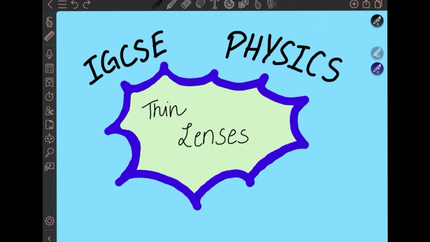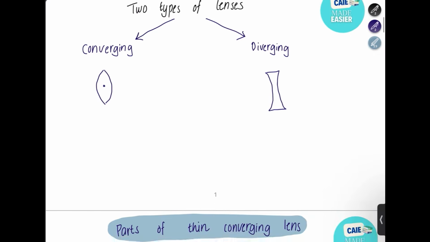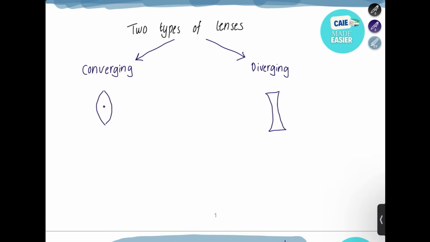So in this video we're going to study thin lenses, which is an important part of IGCSE Physics. Let's start. As you may know, we have two types of lenses. We have a converging lens and we have a diverging lens. Remember, a converging lens is also called a convex lens, okay? So what this basically does is that when you have a parallel beam of light, for example, the beam of light is coming and falling on your lens, this lens is going to converge it at one point, something like this.